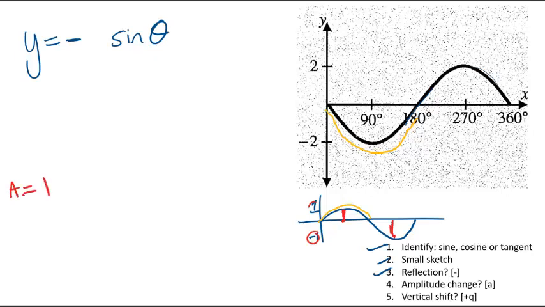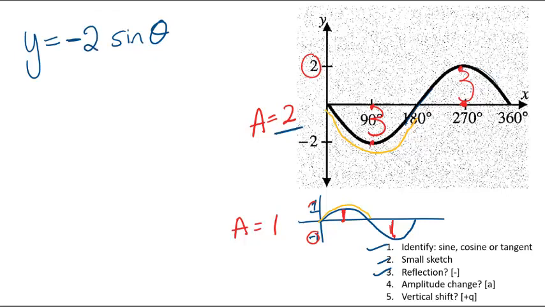In the sketch that they give me, my amplitude from the flat line to the highest point is actually 2 units. And the same for the bottom one, it's 2 units. So here the amplitude is equal to 1, but the amplitude here is equal to 2. This means that yes, there is a change in the amplitude, and the amplitude now is 2. So I place a 2 on my equation.